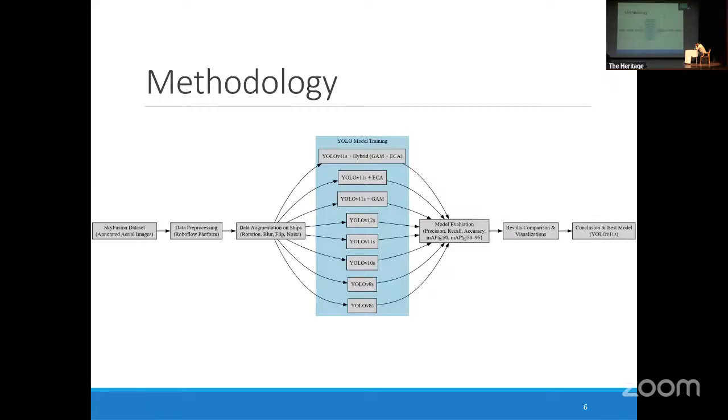I hope the words are clear, but if not, I'll just go through them. So we start with getting the Sky Fusion dataset, then we do the pre-processing. Following the data augmentation, we first tested it on the base models of YOLO, which are YOLO 8, YOLO 9, YOLO 10, YOLO 11, and YOLO 12, these being the most recent base models at the time. We did this to identify which base model we should modify to get the best results in the next stage. In the next stage, we modified it with the attention modules, GAM and ECA, and we have also done pure YOLO with each of them. I'll go through them in the further stages. Following this, we evaluated the model and concluded that the hybrid of GAM and ECA is the best one.